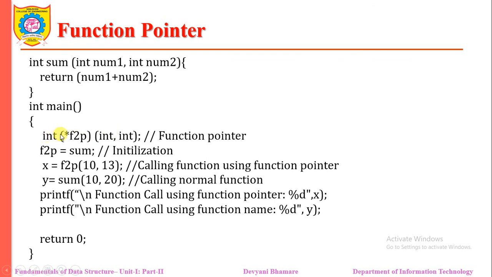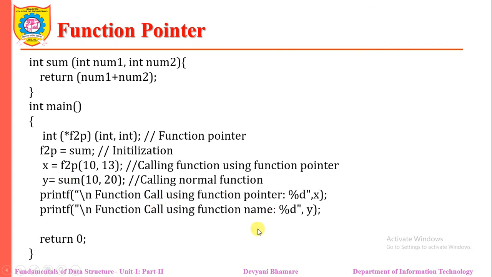So this is nothing but the declaration of the function pointer. Then we want this f2p to point to this sum, so we mention f2p equal to sum. Then we are going to call this f2p. As this function sum is returning some value, it should be stored in the x variable. So this is calling a function by using a function pointer, and this is our general, normal function call. Then we are going to display the values of x and y.